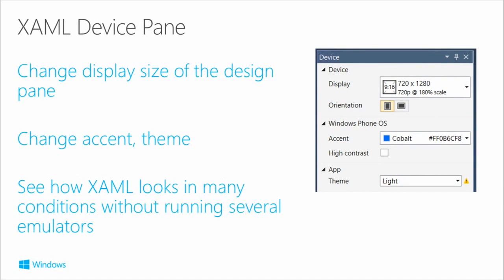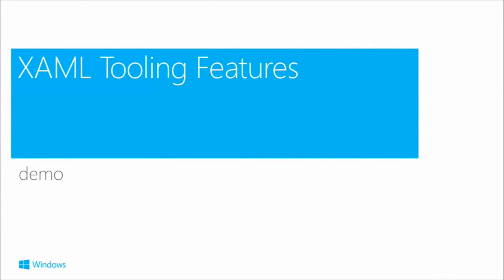And finally, the XAML device pane, where we can change the display size of our device pane. We can change the axis and theme. If you've watched us through this series, then you've watched us using this quite a deal, and you're going to see it again with the demo that's coming up here.